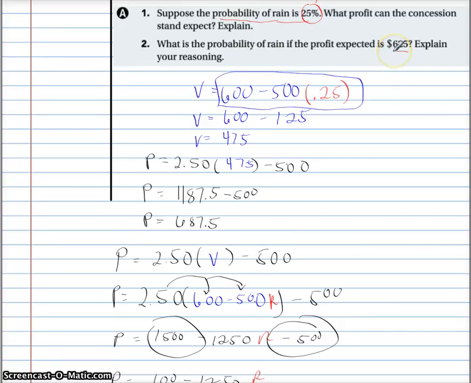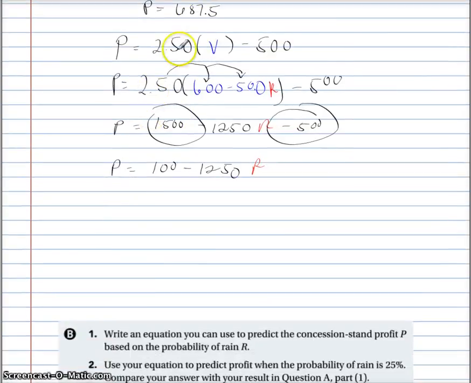Okay, now let's go back to the question, which says: what is the probability of rain if I want to make $625 for that day? So my profit is now 625, and I need to solve, sorry, this should be 1000, is equal to 1000 minus 1250r. I'm going to put this in red. Okay, so to solve this, minus 1000, and then divide by 1250r.